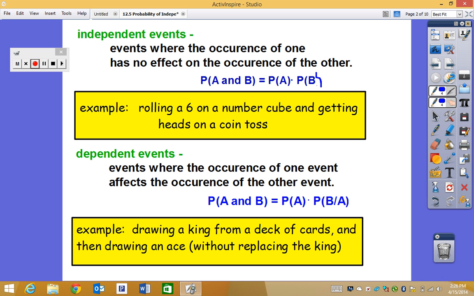Dependent events are events where the occurrence of one event affects the occurrence of the other event. The probability would be the probability of A times the probability of B given that A occurred. Now, this might depend on whether you replace or not replace a card. For example, drawing a king from a deck of cards and then drawing an ace. So if I don't put the king back in the deck, I'm now going to be drawing the ace out of 51 cards instead of out of 52 cards.